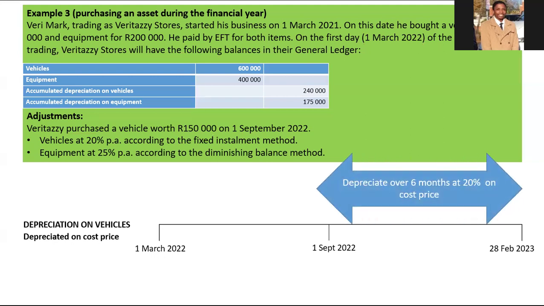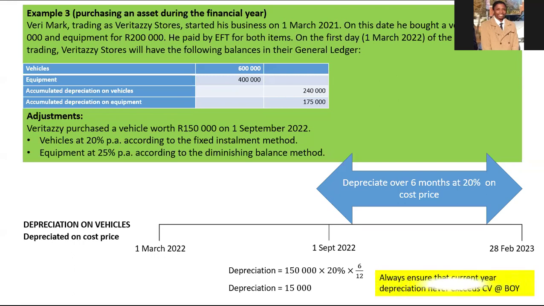When we depreciate it, we will take cost price of this asset, which is the 150,000, times it by the depreciation rate of 20%, and that will give us 30,000. Actually, it's 15,000 because you divide it by 2. So on this new vehicle, depreciation will be 15,000 rand. And the statement that I wrote there really doesn't matter because this asset doesn't have carrying value at the beginning of the year.